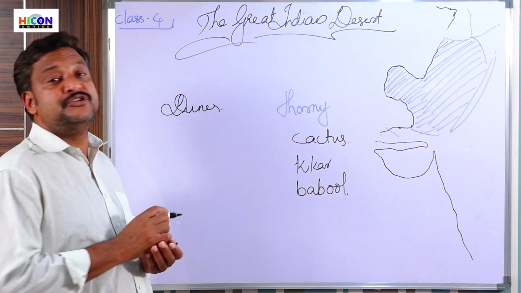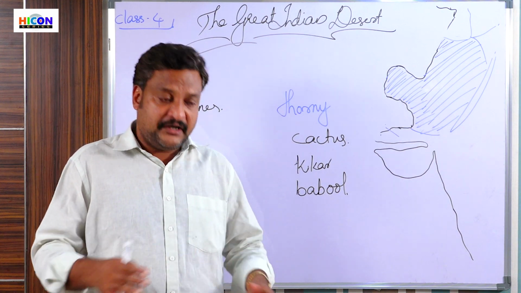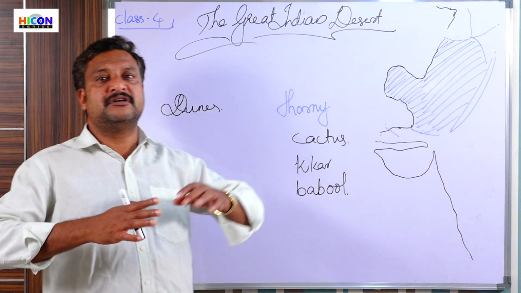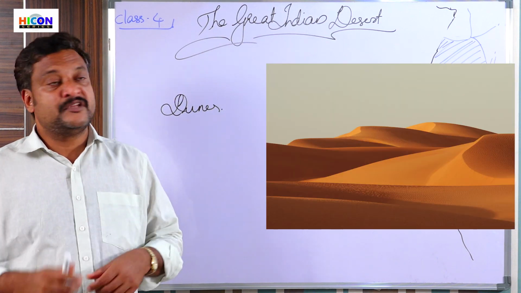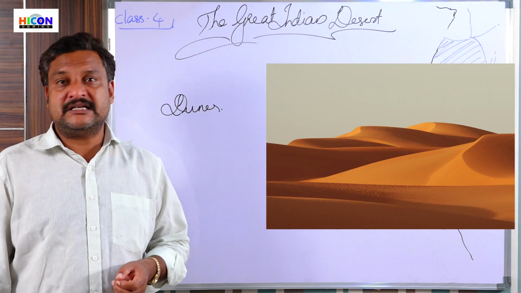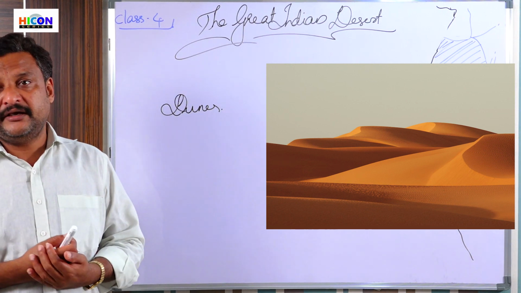So what is sand dunes? Sand dunes are nothing else but a heap of sand which resembles a small hill or something like that. Show a picture of that. So sand dunes are nothing else but a heap of sand which looks like a hill.